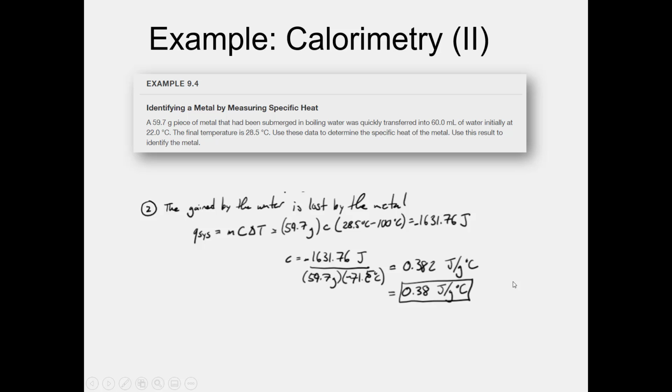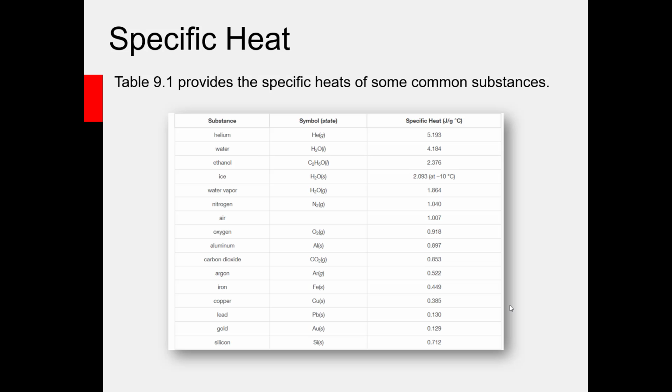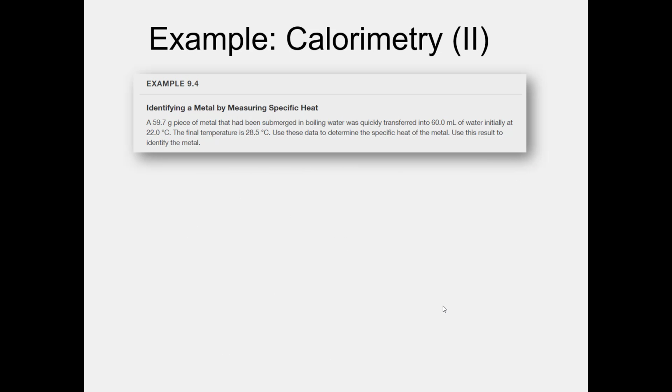Now, to solve the problem, we would identify a likely candidate for the metal by taking this number back to table 9.1. And in table 9.1, we see a metal with a similar specific heat to what we just calculated is copper, with a specific heat of 0.385 joules per gram degree Celsius. Of the candidates in table 9.1, that's really the only metal with a similar specific heat. So we think that our metal is likely copper based on the specific heat value that we calculated.